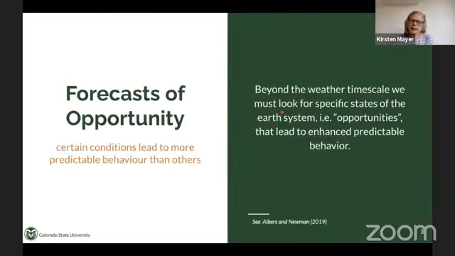So in order to predict on these 2 to 5 week timescales or these subseasonal timescales, we look towards forecasts of opportunity where certain conditions can lead to more predictable behaviors than others. So beyond these weather timescales, these days and hours, we must look for specific states of the Earth system or these opportunities that lead to enhanced predictable behavior.